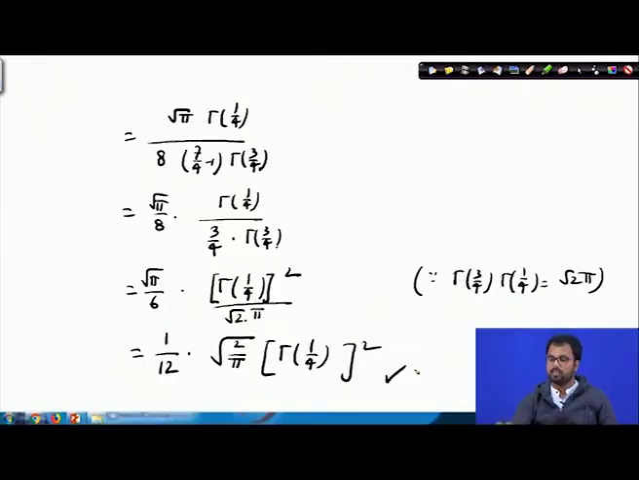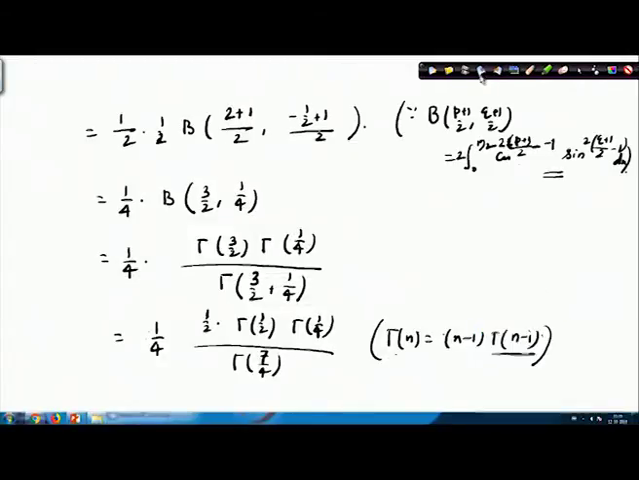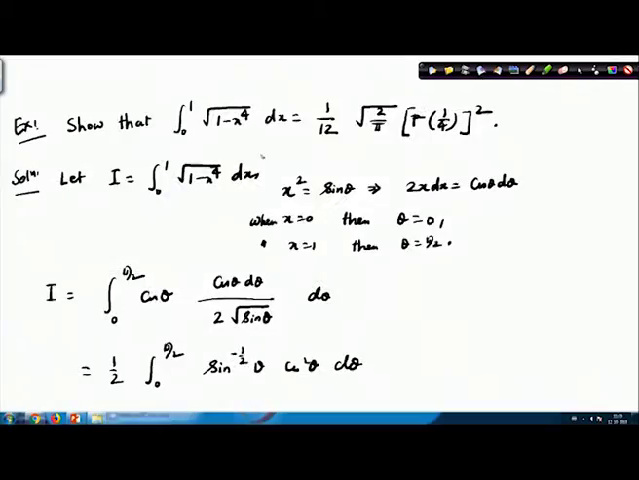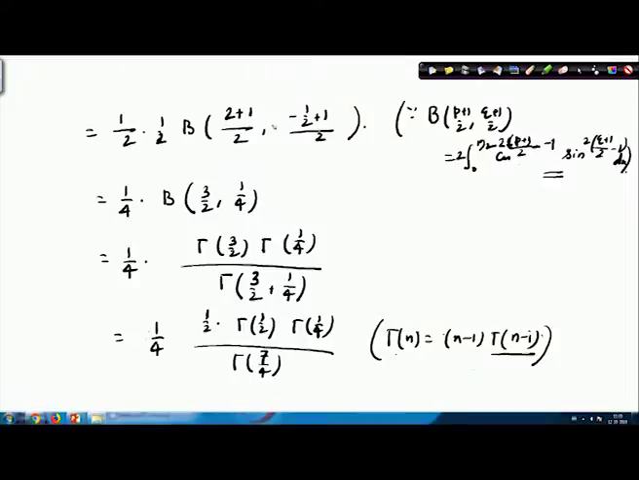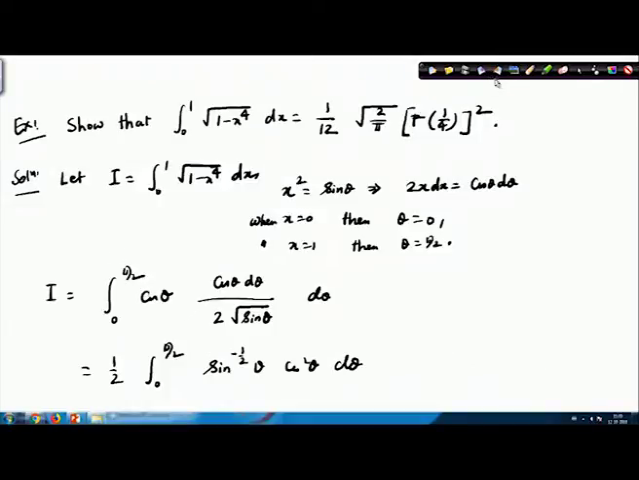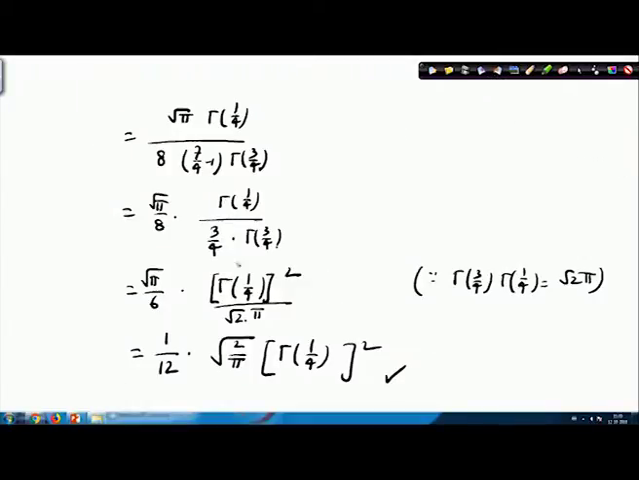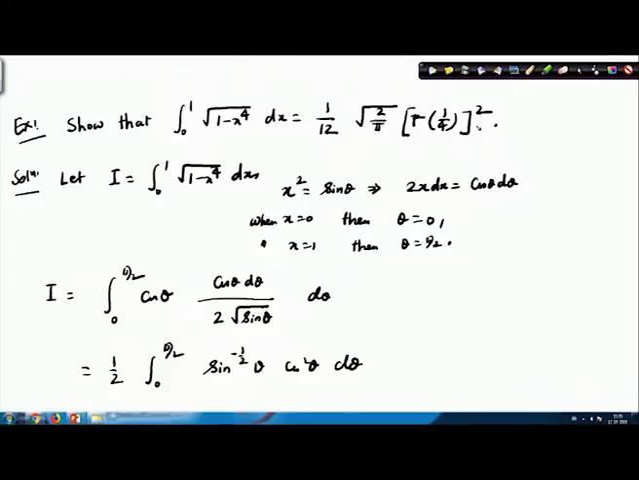So, here we see that although this integral had no connection with the gamma function whatsoever, we can reduce it, first of all into a beta function formula, and then we can reduce this whole thing into a gamma function formula, with the help of which we can use some gamma function properties, and then derive the required right hand side. So, this is what we needed to prove.